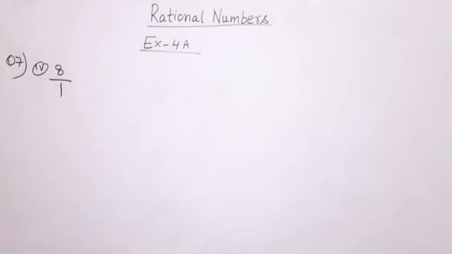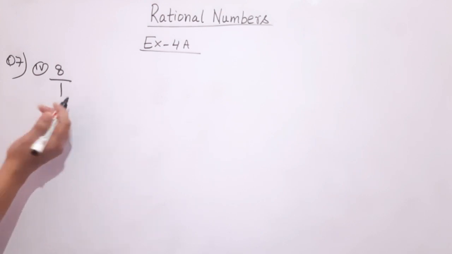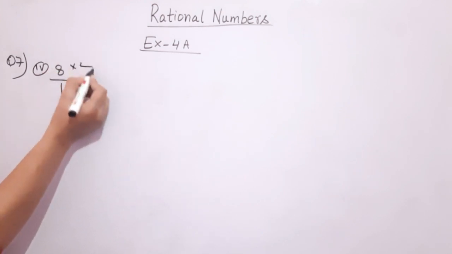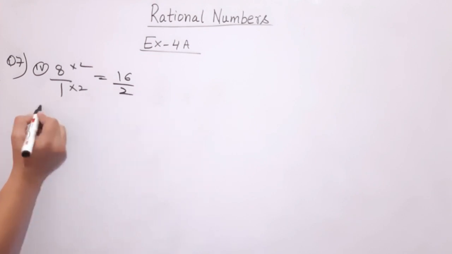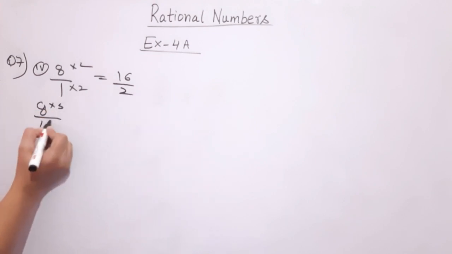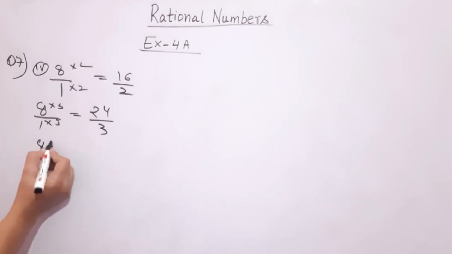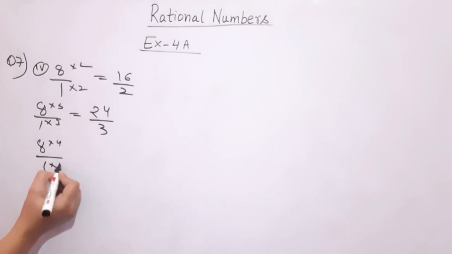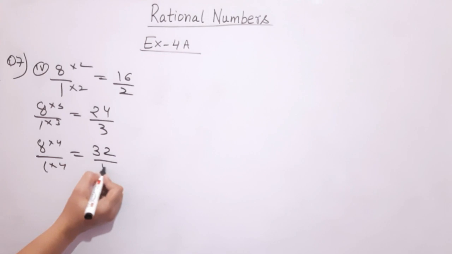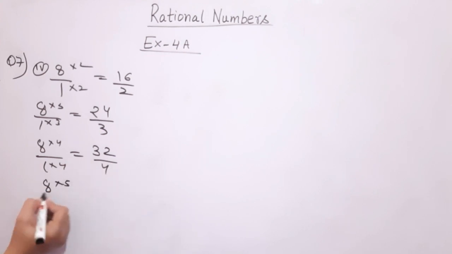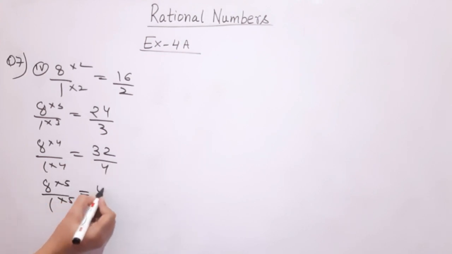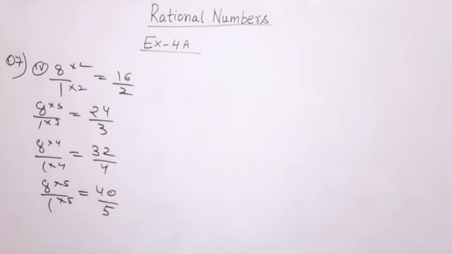So I have told you that if only the numerator is given and nothing is given in the denominator, then by default we are going to consider it as 1. So it will be 16 upon 2, then 24 upon 3, then 32 upon 4, then it will be 40 upon 5. So these will be the next four equivalent rational numbers after 8.